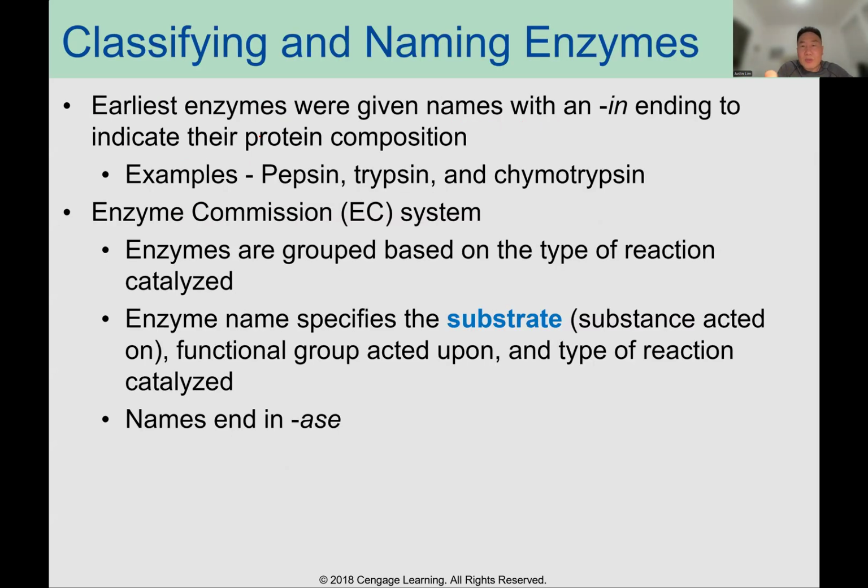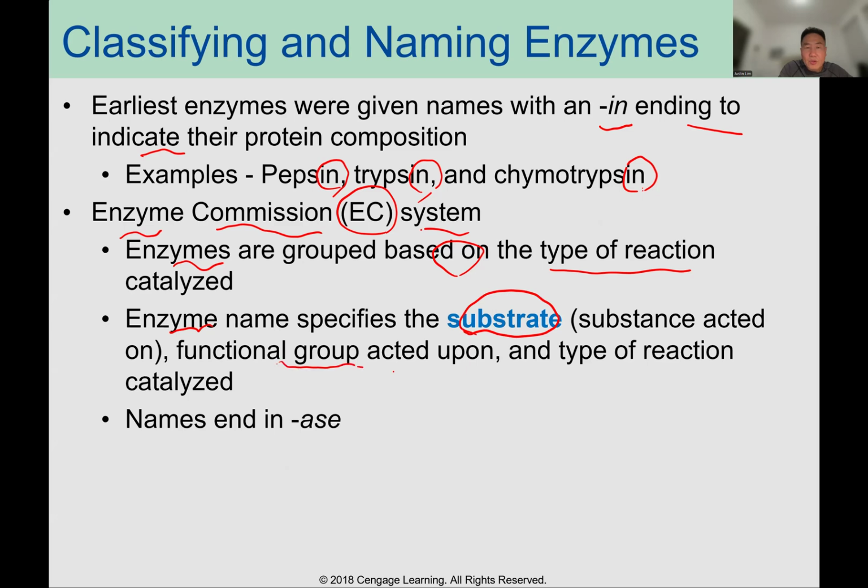The earliest enzymes were given names with an -in ending to indicate their protein composition, for example pepsin, trypsin, chymotrypsin. Also, in the Enzyme Commission (EC) system, enzymes are grouped based on the type of reaction catalyzed. Enzyme names specify the substrate, functional group, and type of reaction catalyzed, and end in -ase.